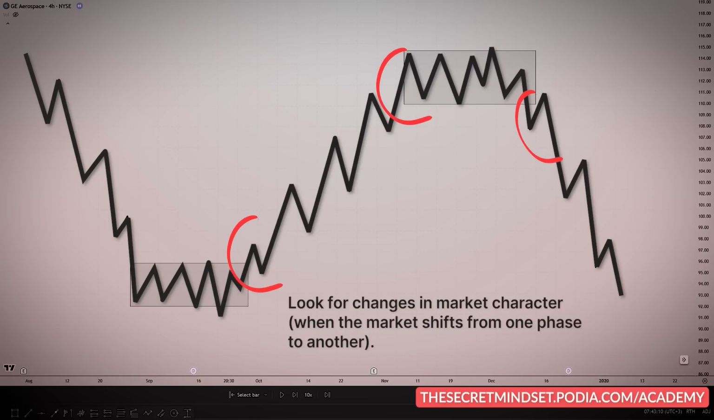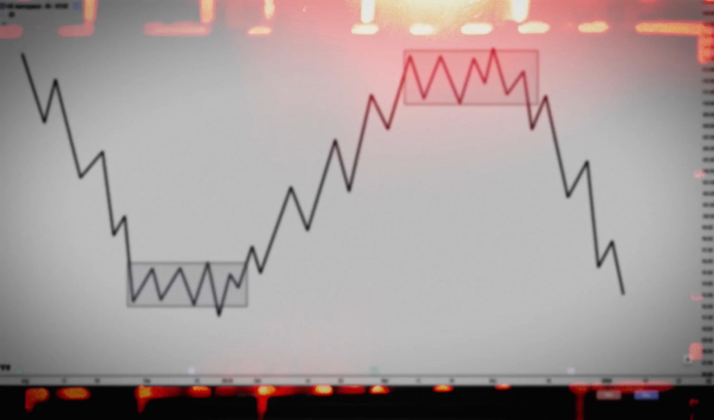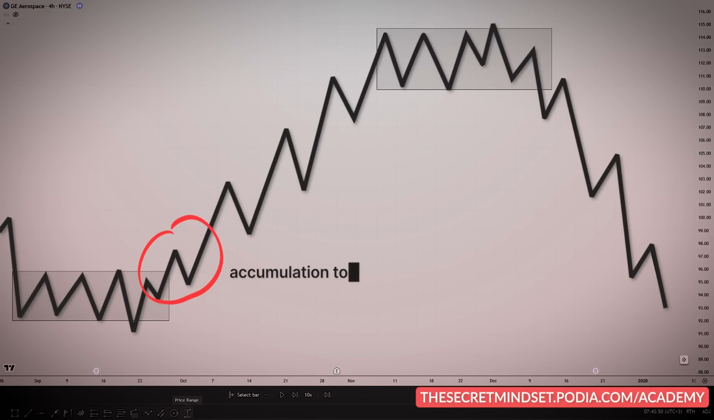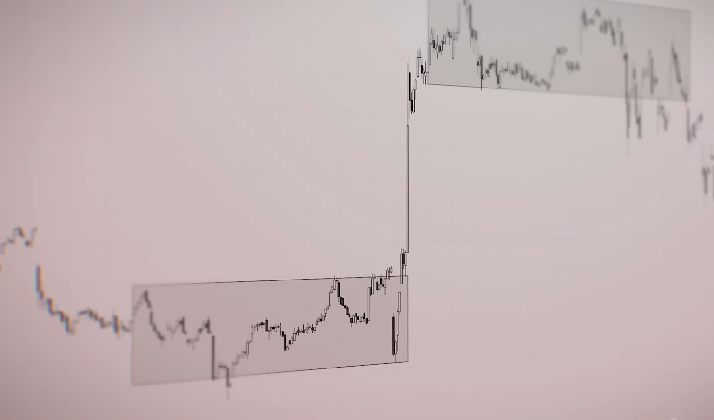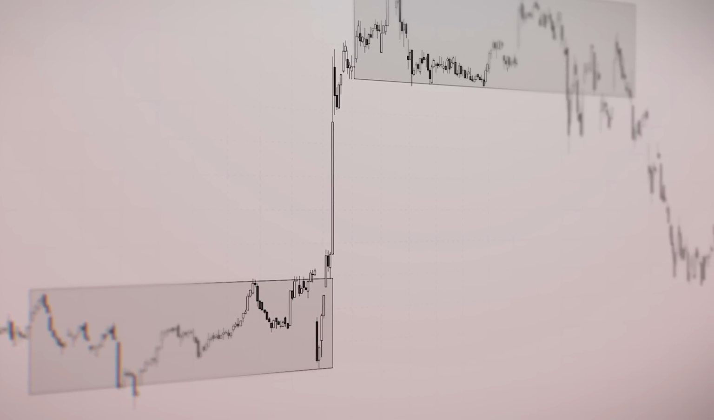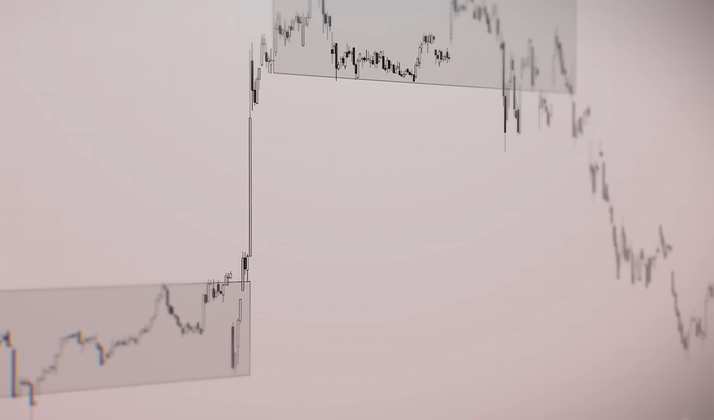One key skill in using the Wyckoff method is identifying changes in market character. This is when the market shifts from one phase to another. For example, the shift from accumulation to uptrend or from distribution to downtrend. These changes often happen gradually. The market doesn't suddenly switch from one phase to another. Instead, it transitions slowly. Another important aspect of the Wyckoff method is understanding the concept of supply and demand.